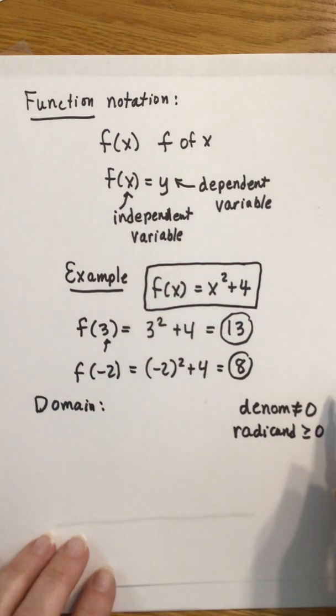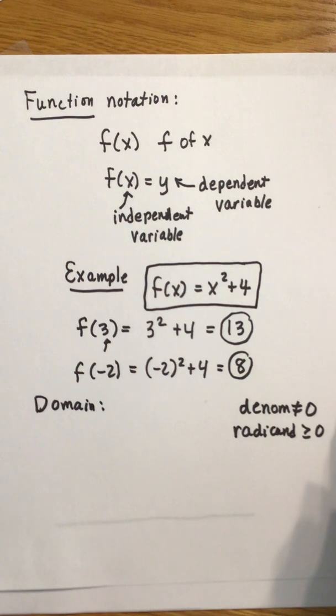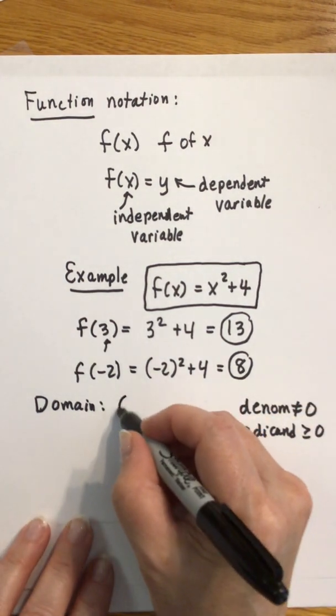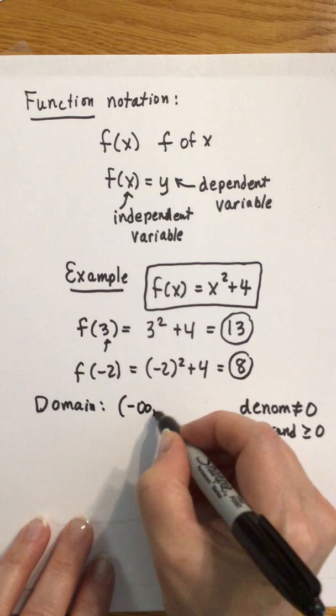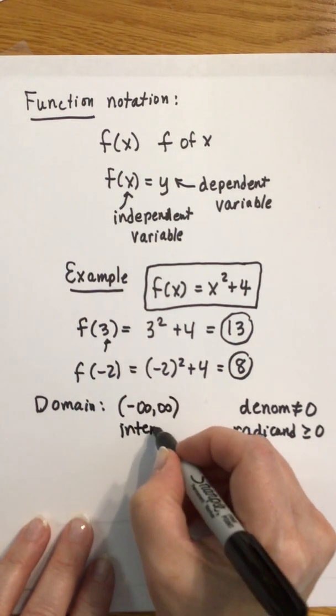So in this case, here's our function. If we're looking for the domain, are there any denominators? Are there any fractions? No. Are there any square roots? No. So do we have any restrictions? No. So our domain is going to be all real numbers, negative infinity to infinity, and we're writing this in interval notation.